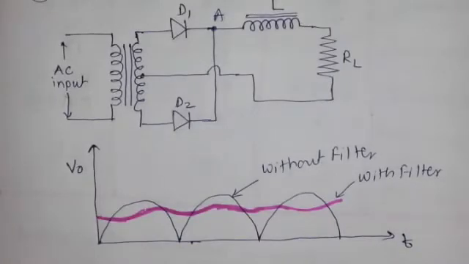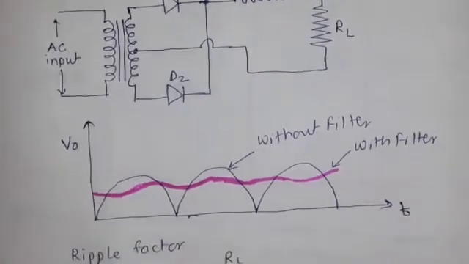Okay, so after using the inductor filter, there is also a possibility of a small amount of AC content or ripple content being present. Now the value of ripple content for the inductor filter is represented in this diagram.